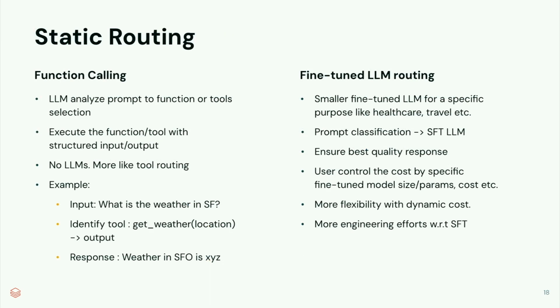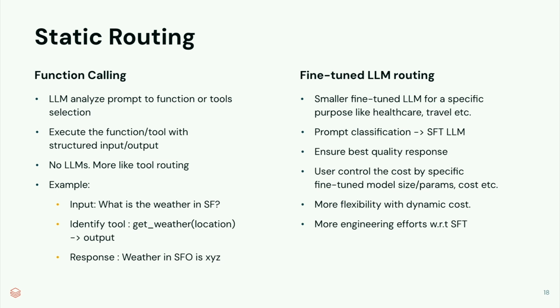So, okay, static routing. For example, if the question is, what is the weather in SF? You really don't need to call an LLM and do a lot of complex processing, reasoning, and all those things. We know that this is a direct function call, so you don't even need to pay for the input and output tokens. You just need to make an API call and you will get the weather and just put it in the format.